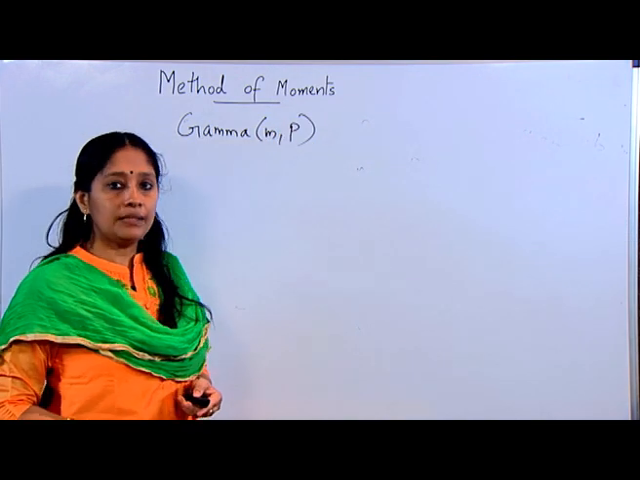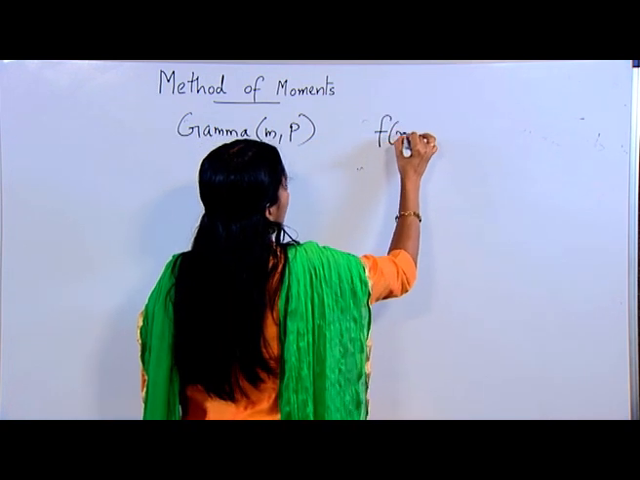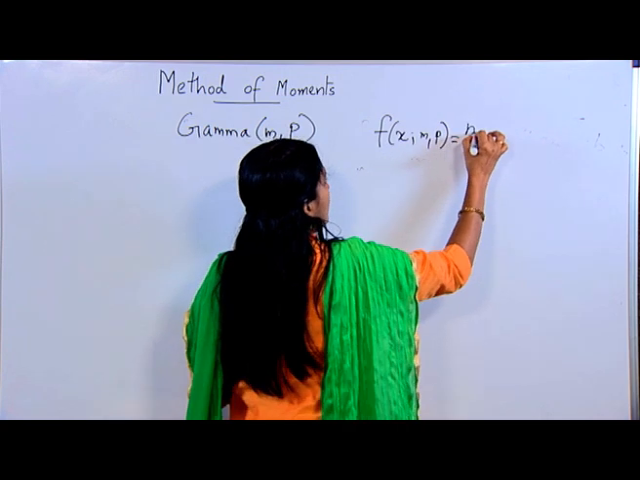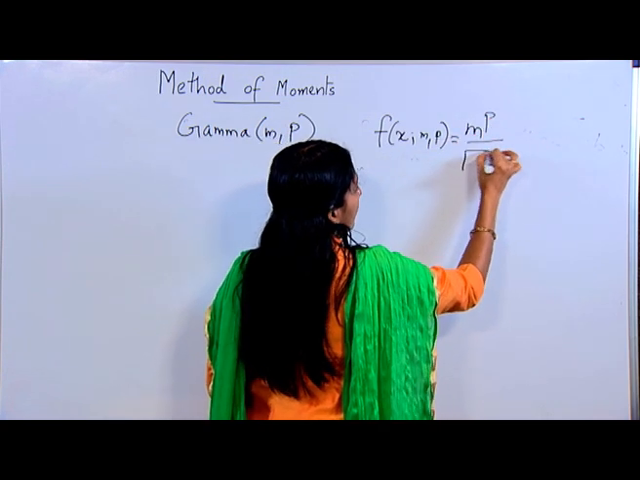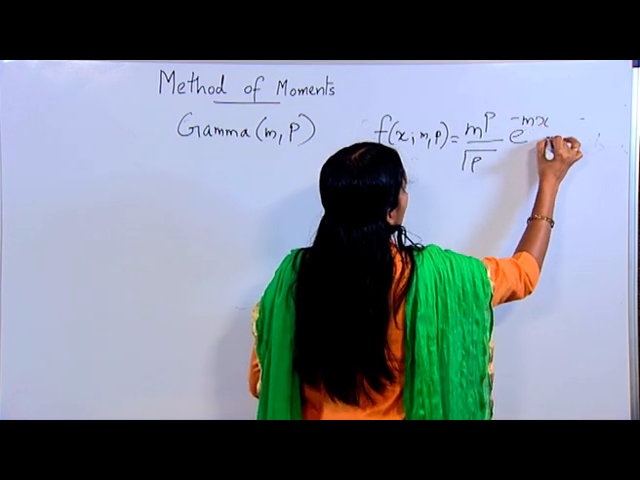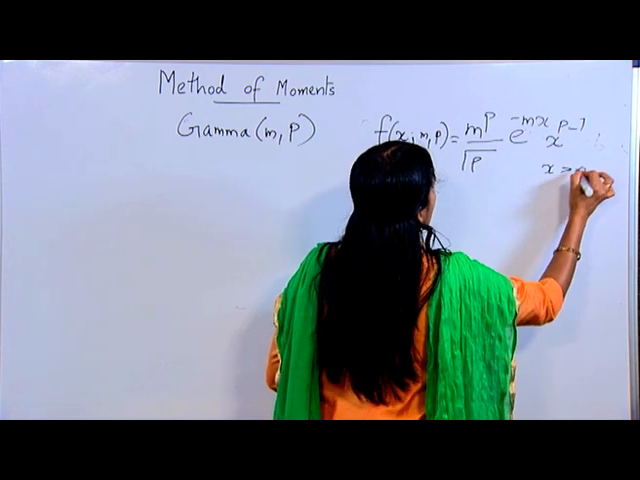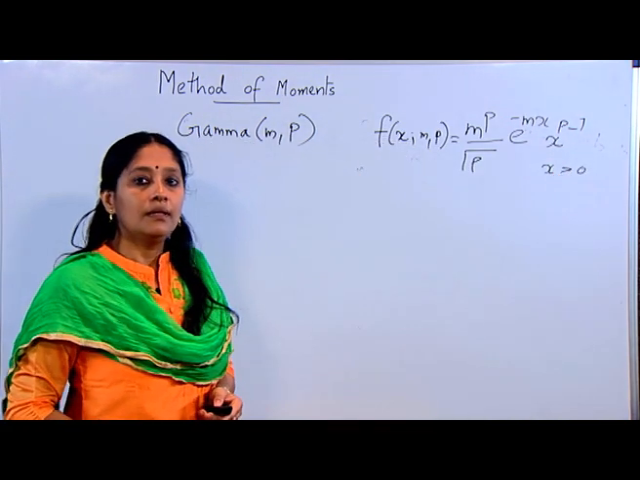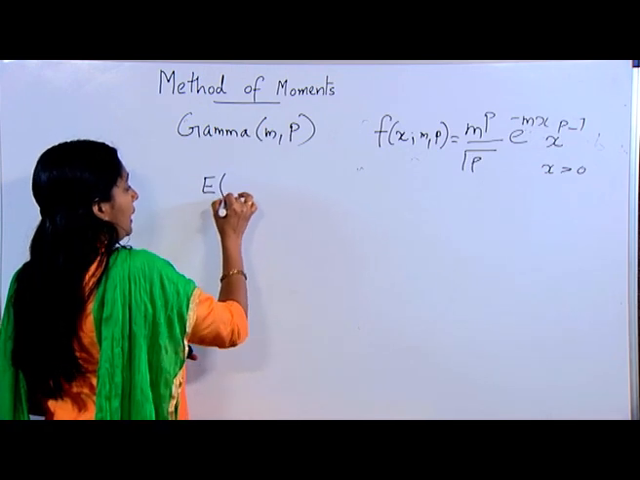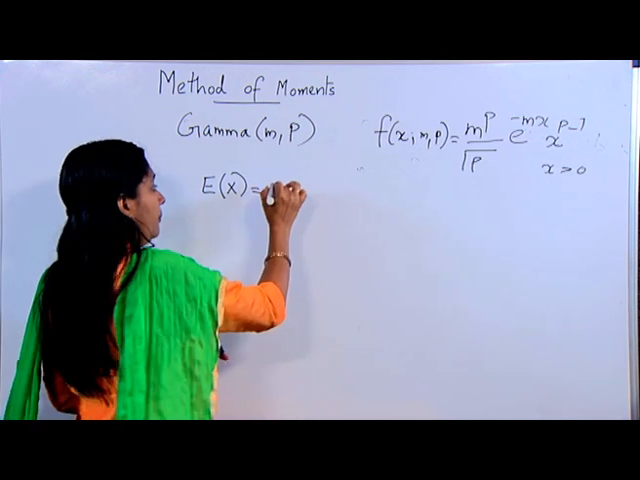The density function of the gamma distribution is f of x; m, p is equal to m raised to p divided by gamma p, e raised to minus m x, x raised to p minus 1, where x is greater than 0. Then the first order moment, expectation of x, is equal to p by m.